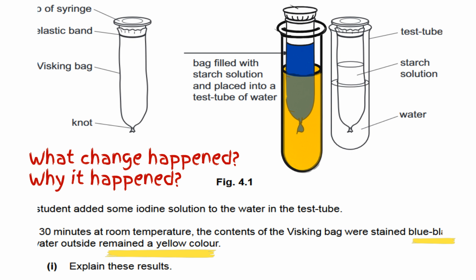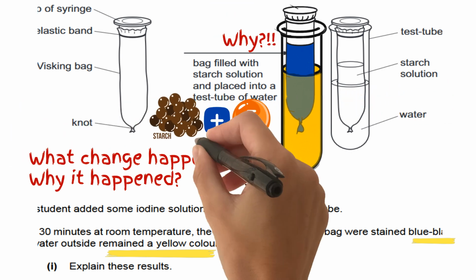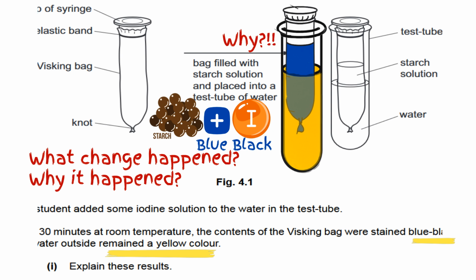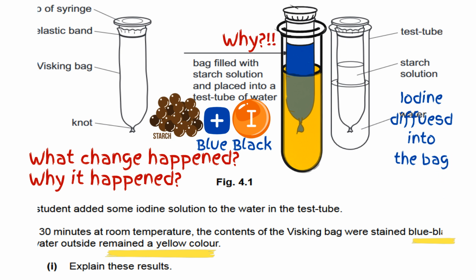Ask yourself, the starch solution inside the bag turned blue-black. Why? Because iodine must have entered the bag and reacted with the starch. That's the only way we get a blue-black color. So iodine went in. But how? We say iodine diffused into the bag. Now wait, why do we say diffused?